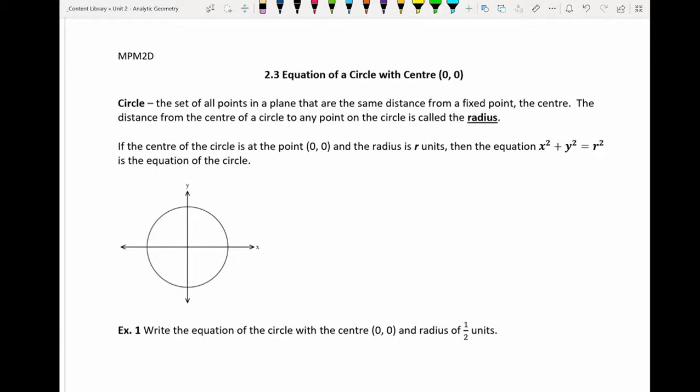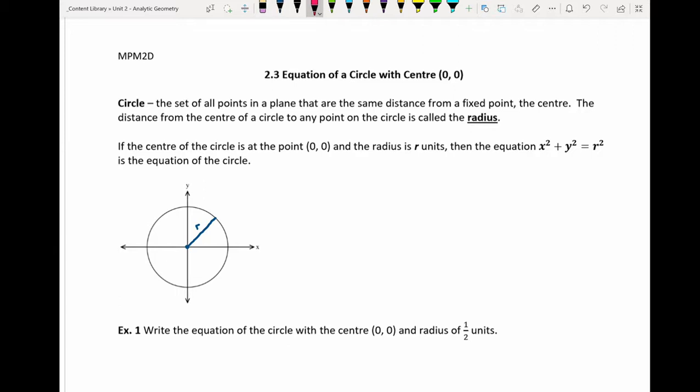If the center of the circle is at point (0, 0), again at the origin right here, and the radius is r units, so if I were to draw a line out from the center, and this is considered r units, then the equation of a circle is x squared plus y squared equals r squared. That should look a little bit familiar. It should look similar to the Pythagorean theorem.